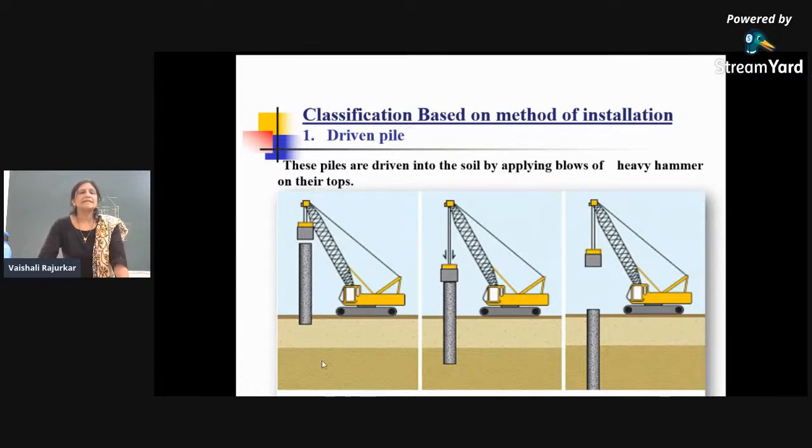Naturally, the driven pipes are displacement pipes. Here you can see this is the loose soil and this is the dense soil. In this case, when we are driving this pipe, it will densify the surrounding soil. Due to the vibrations which are created, it will densify the surrounding soil. So these pipes are called driven pipes, right?